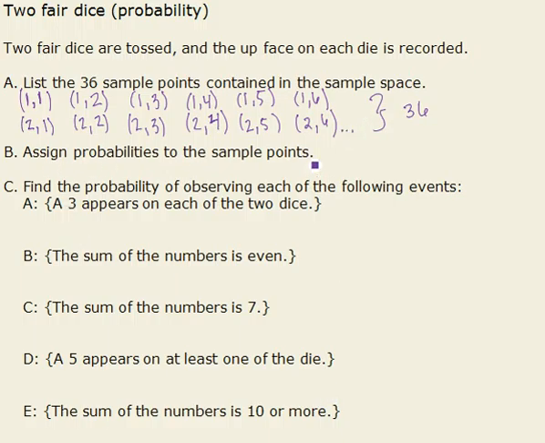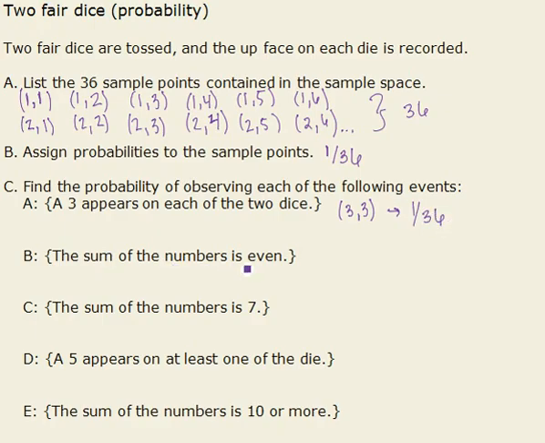Assign probabilities to the sample points. Well, each is equally likely to occur, so we would say each sample point has a 1 out of 36 chance of appearing. Find the probability of observing each of the following events. A 3 appears on each of the 2 dice. Well, then we're looking at where a 3,3 occurs, and this would only occur once, so our probability would be 1 out of our total 36.